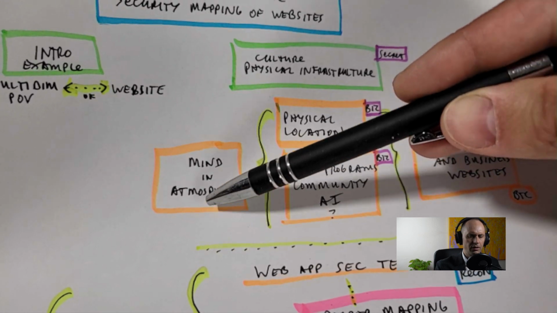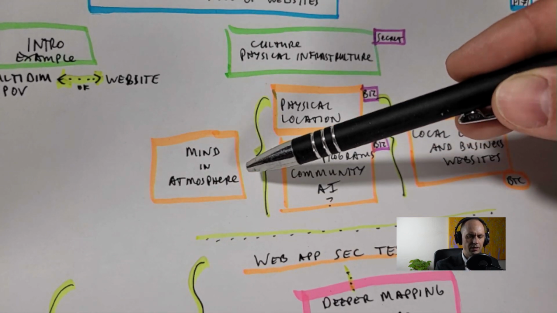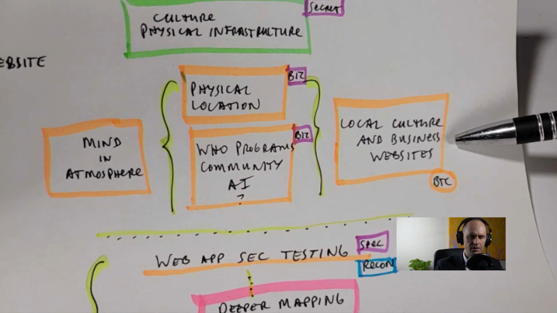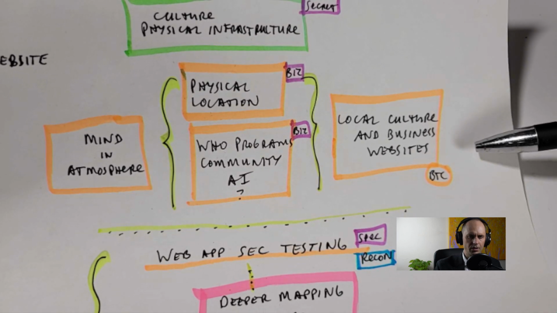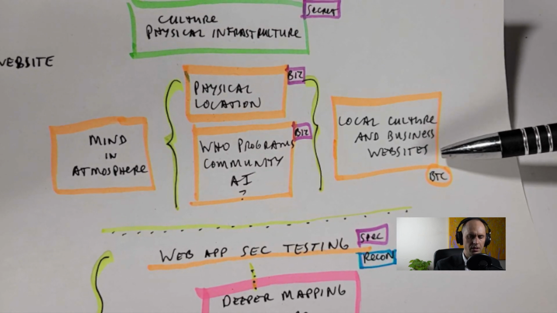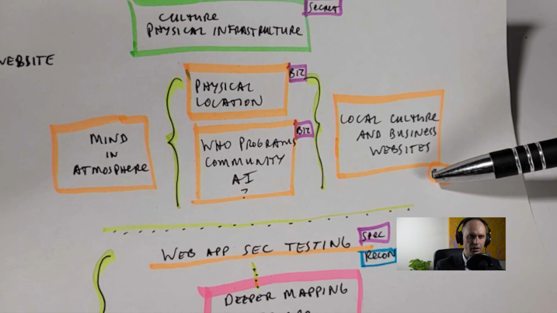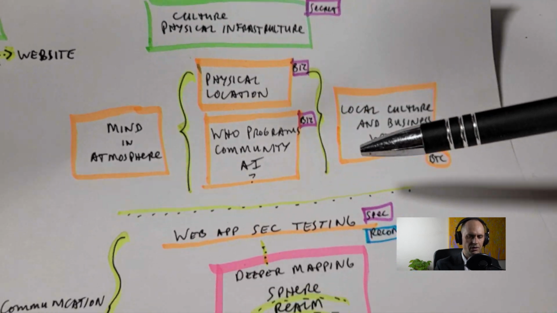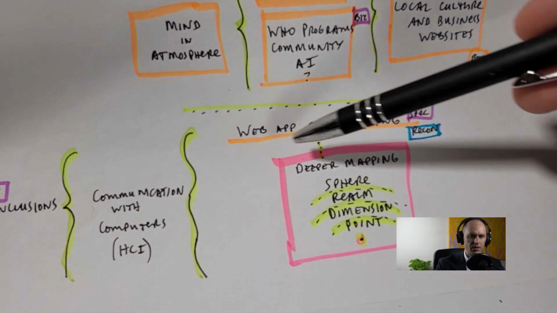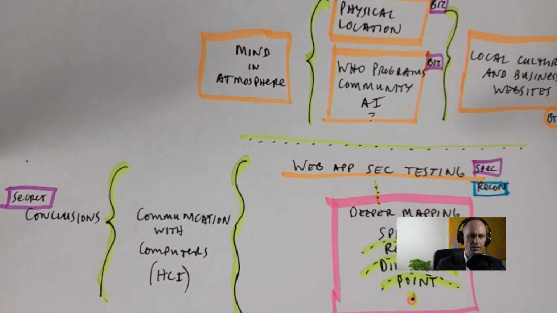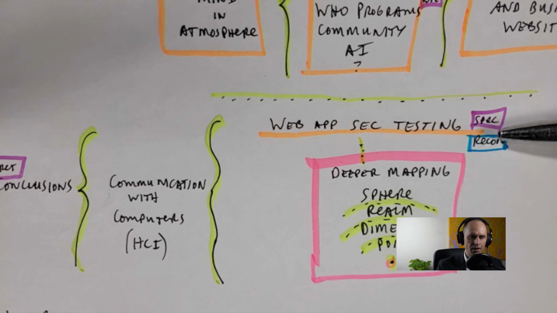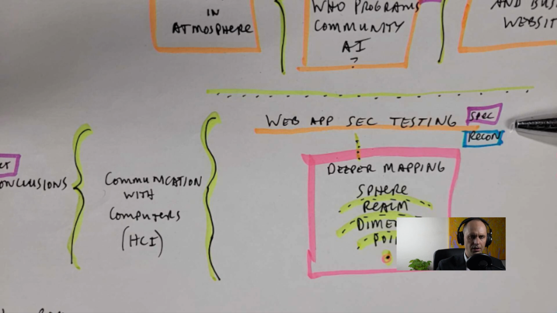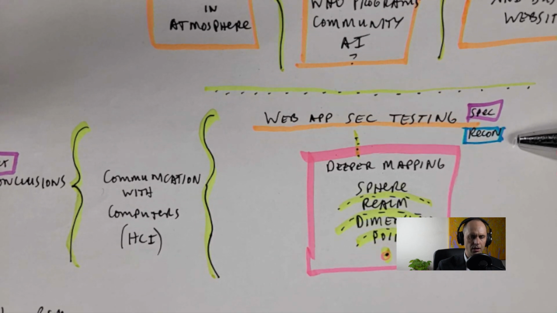And overlooking this, something I'm calling here mind in the atmosphere. And then the other side of this is how the local culture and business websites in particular, this is where Bitcoin is related, how these relate to all this culture of physical infrastructure. You see here there's a whole other section below this on the visual mapping. Web application security testing here, how it all relates as a specialization with reconnaissance.